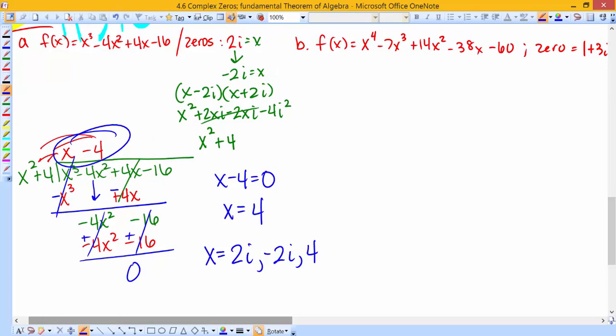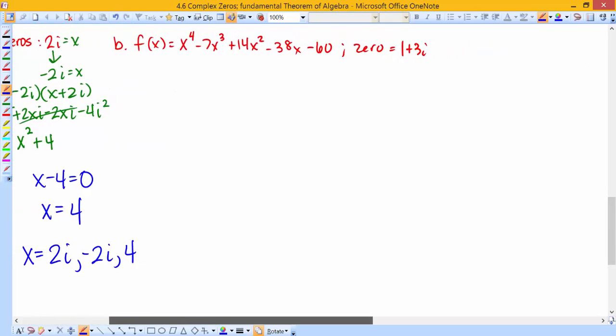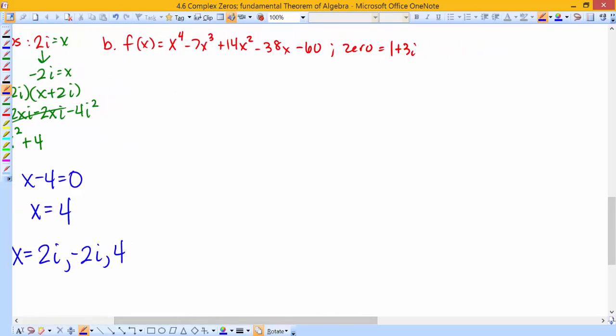My degree was 3. I was looking for 3 solutions, and I found them. All right, B, last one. We're almost done, you guys. Hang in there. Now this one, this is a whopper of a problem, but it is very doable.